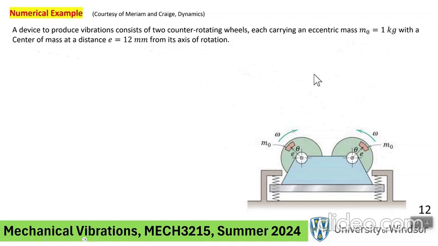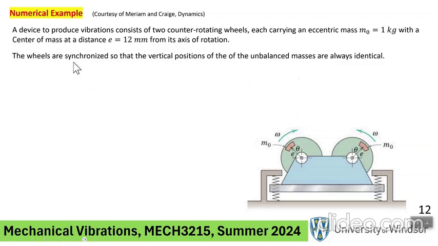Now, the wheels are synchronized so that they rotate together in opposite directions, and the location of this is exactly the mirror of that. So that's what this means. It says the wheels are synchronized so that the vertical positions of the unbalanced masses are identical. In other words, this height and that height are the same. So essentially they rotate together in synchronization.